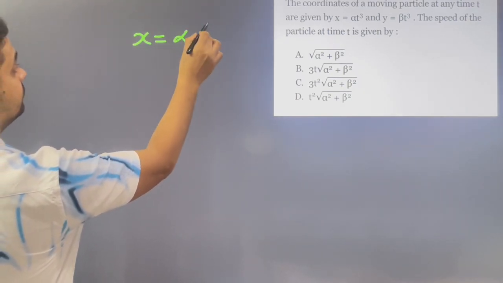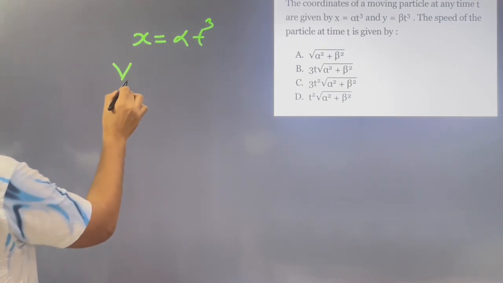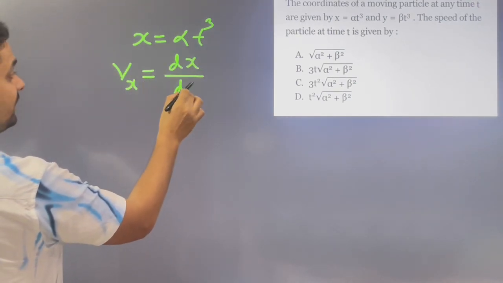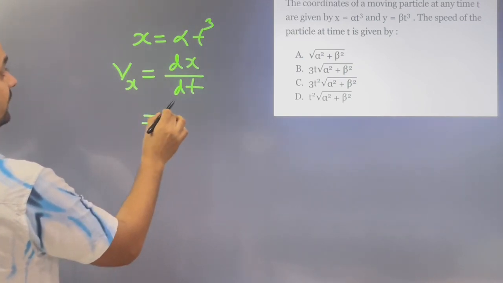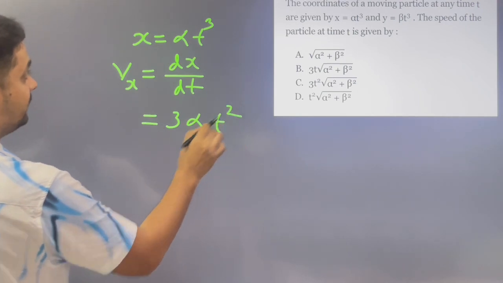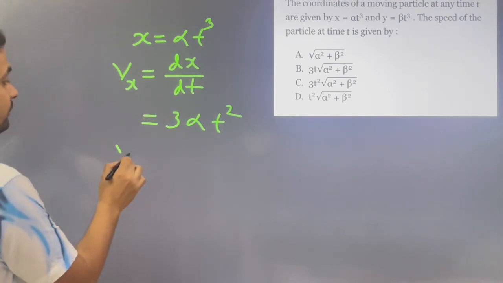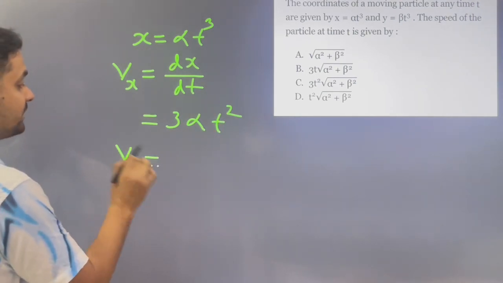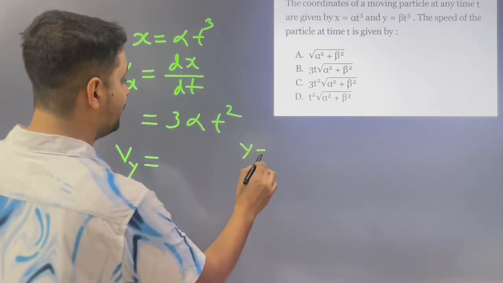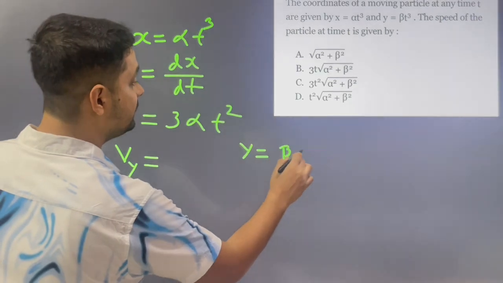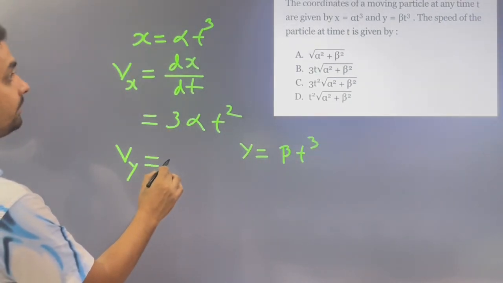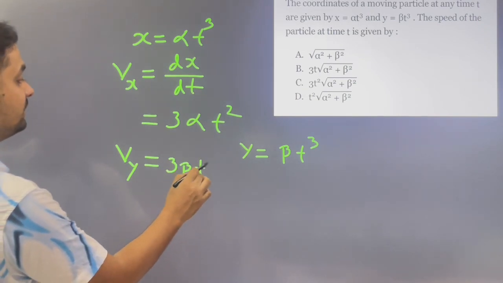alpha t cubed. So first we will find the speed in the x direction, Vx, and you know that Vx is dx by dt. We will differentiate x with respect to time. After differentiation, what will we get? 3 alpha t square, correct? Same way we will find Vy, the speed in the y direction. y is given as beta t cubed. So dy by dt will be, beta is a constant, so it will be 3 beta t square.